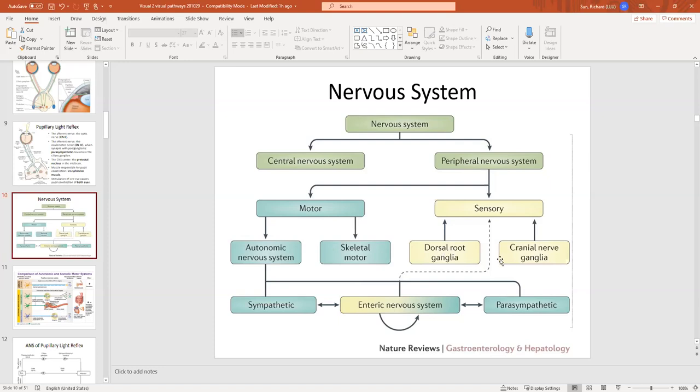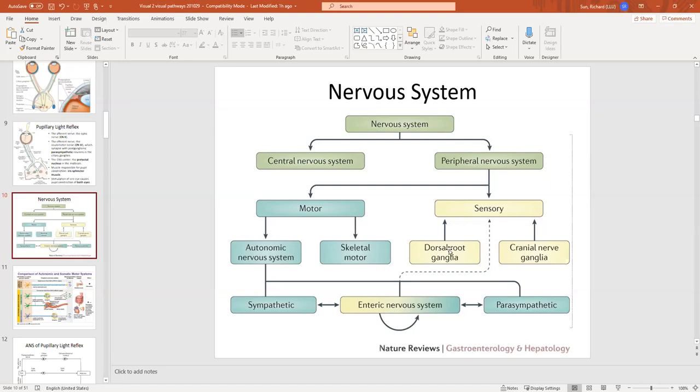Today, we talk about this one, the cranial nerve. Here we talk about the cranial nerve, which enters into the brain. So just by using these two examples, we cover this portion. And later we will talk about the motor.